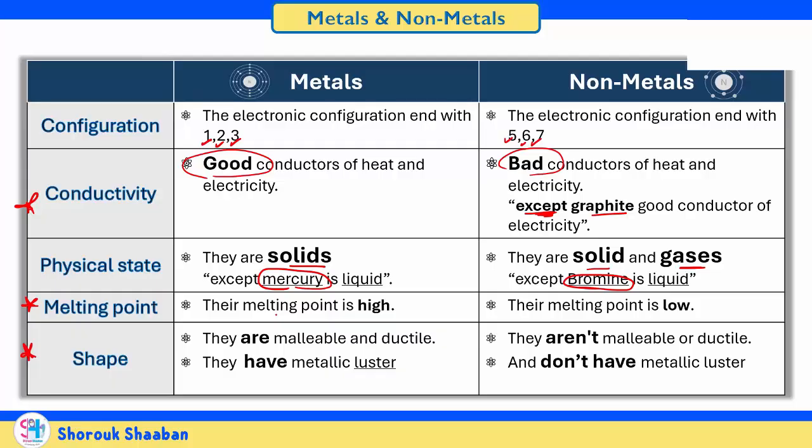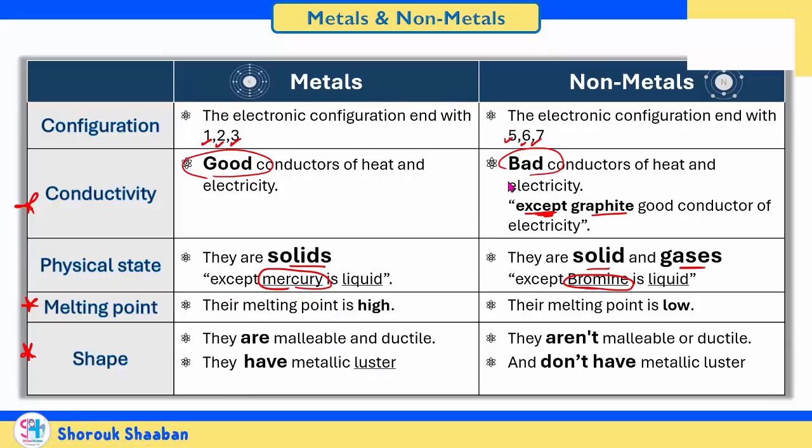In non-metals, it's low. The shape: in metals, malleable and ductile. In non-metals, not malleable or ductile. Shape: metals have metallic luster. In non-metals, doesn't have metallic luster.